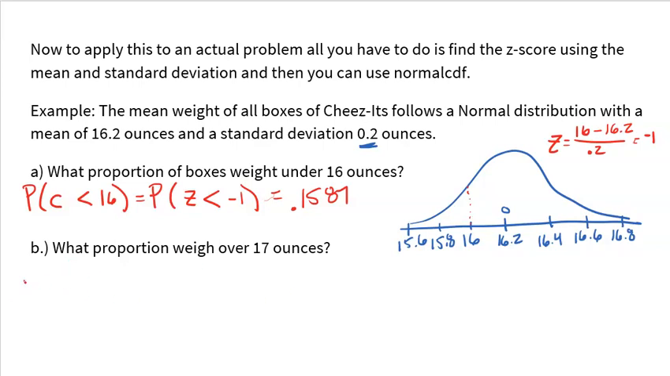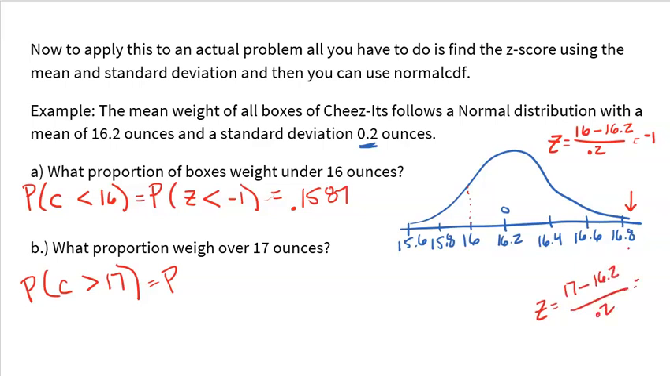All right, let's try one more. What proportion of Cheez-It boxes are greater than 17 ounces? 17 ounces is somewhere up here, so I have to calculate its exact z-score. Again, I'm going to do 17 minus 16.2, divided by 0.2. You need to grab a calculator to do this, but have no fear. Just make sure you hit enter on the top part first. You get 0.8 divided by 0.2, which is exactly 4. So this is a very high z-score.